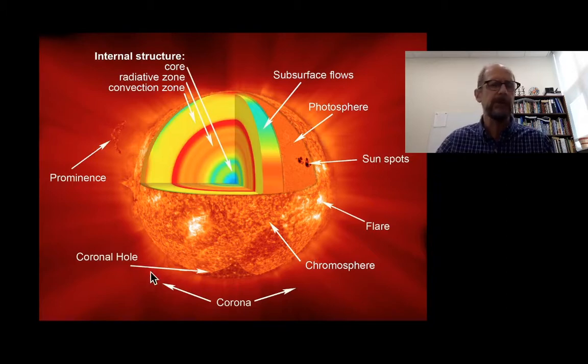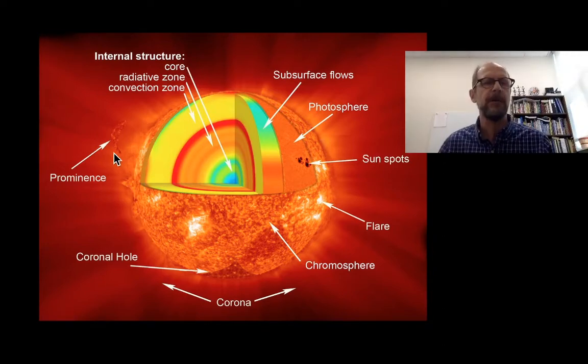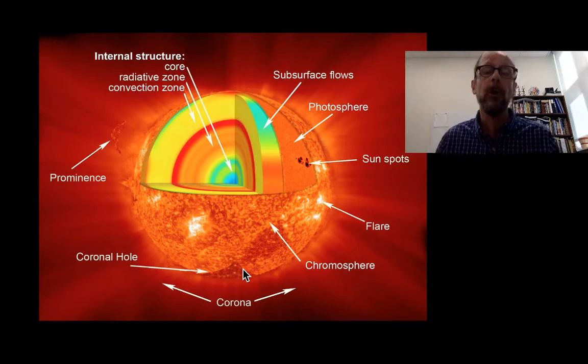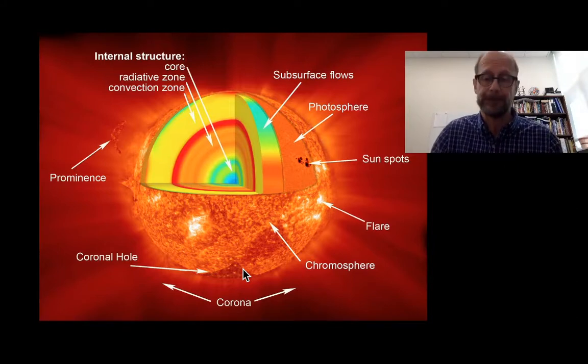A few other vocabulary things here. You can have prominences, these big jets of gas that come off the surface of the sun, and flares. These are spots that are hotter than the surroundings. And then in the corona, in some places, you will have a coronal hole, where the density of the corona is less than typical.